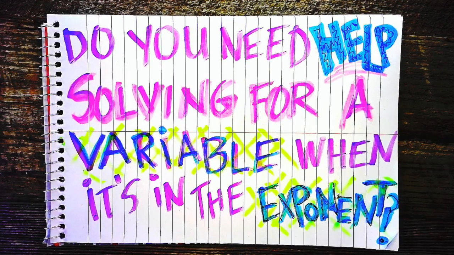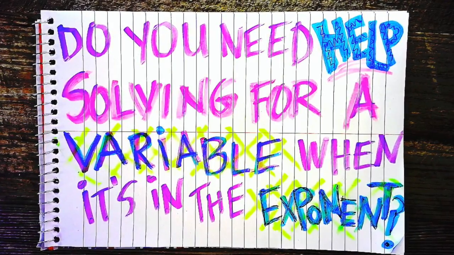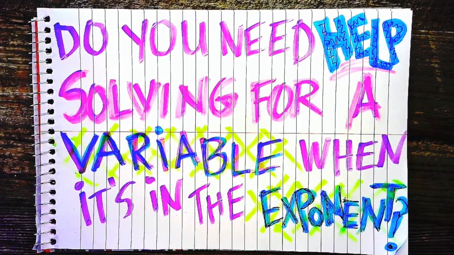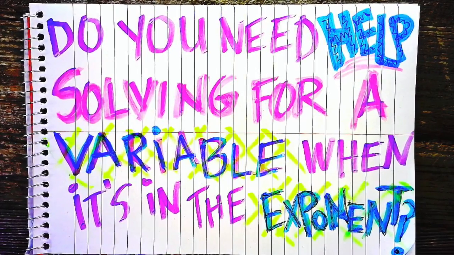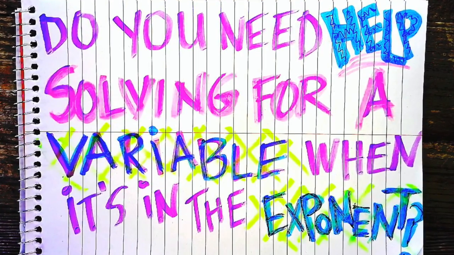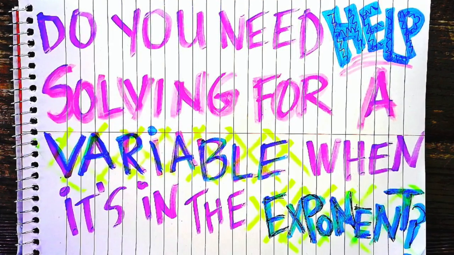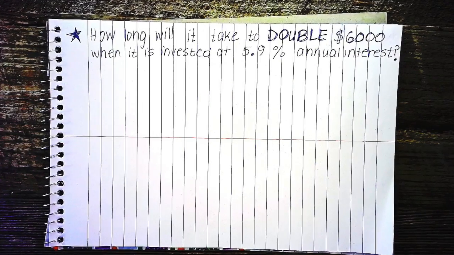People always seem to really struggle with word problems that ask you to figure out how long it'll take for you to double your investment or reach a certain number of dollars in your bank account or triple your investment, or if it were decay for something to get down to this much. And it's really not all that bad. So let's try this example here.